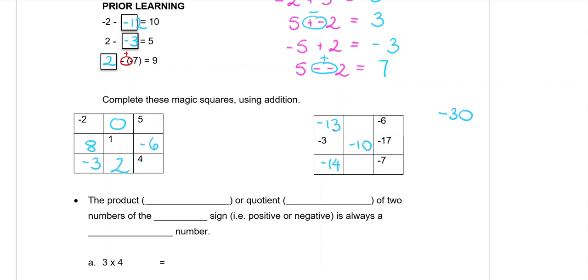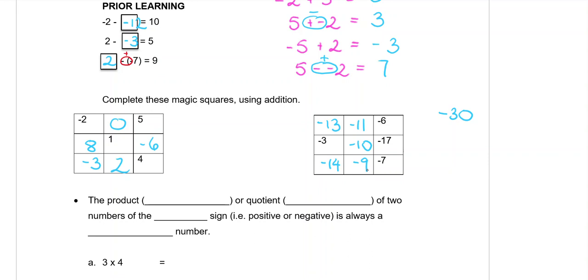Minus 13 and minus 6 is negative 19. How many more do I need? Yep, negative 11. And one more. Let's go down maybe. They're nice numbers. Minus 11 minus 10 is negative 21. Negative 9. Good.